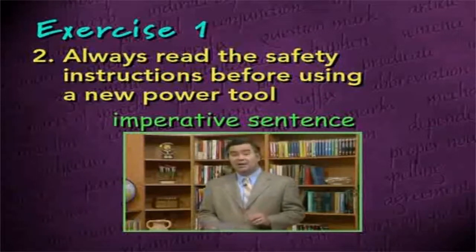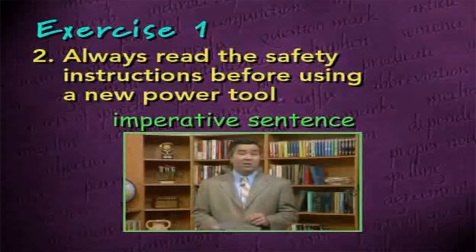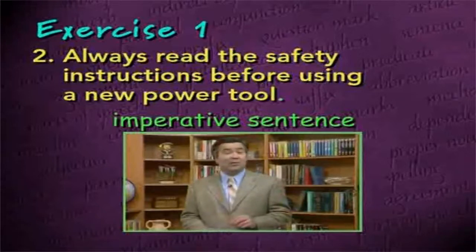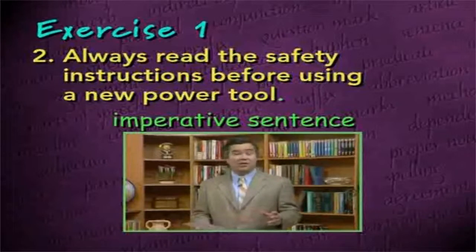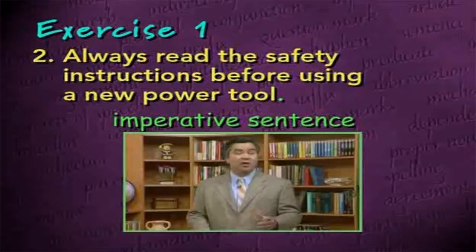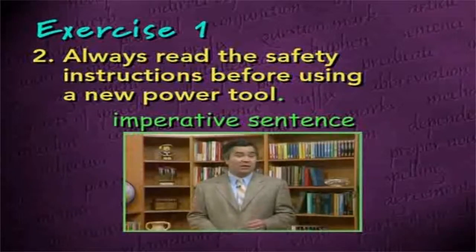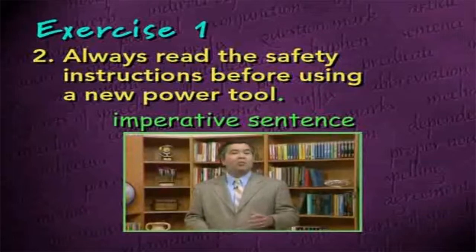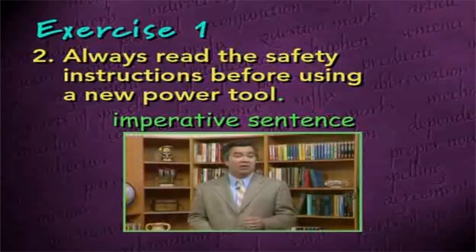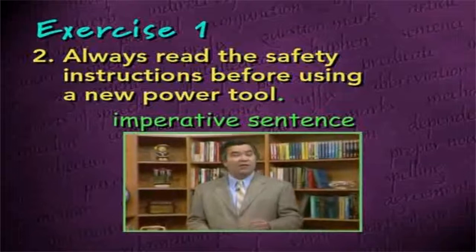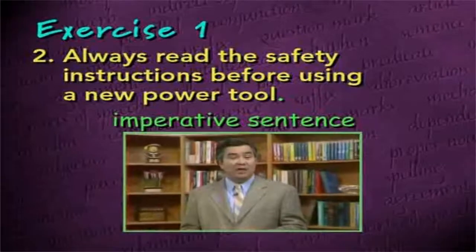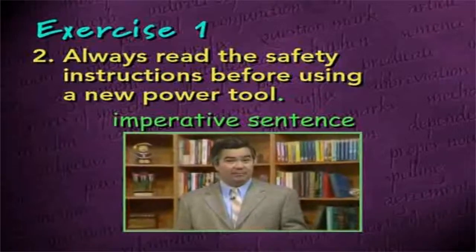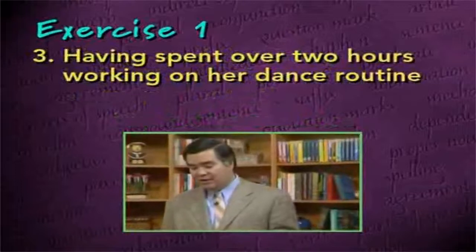Remember that we said an imperative sentence may end with either a period or an exclamation point. It all depends on whether strong feeling or strong emotion is being expressed. In this case, no particularly strong emotion is being expressed, and therefore the correct way to end this sentence would be with a period. Let's look at our next example.